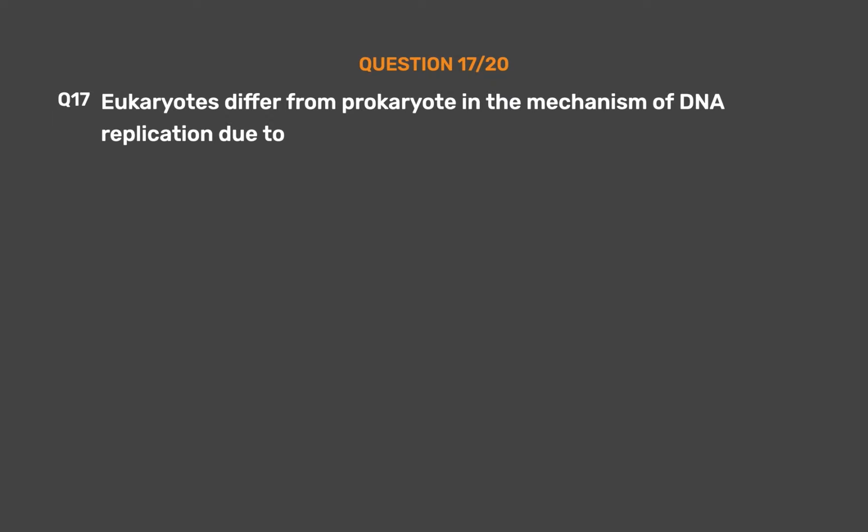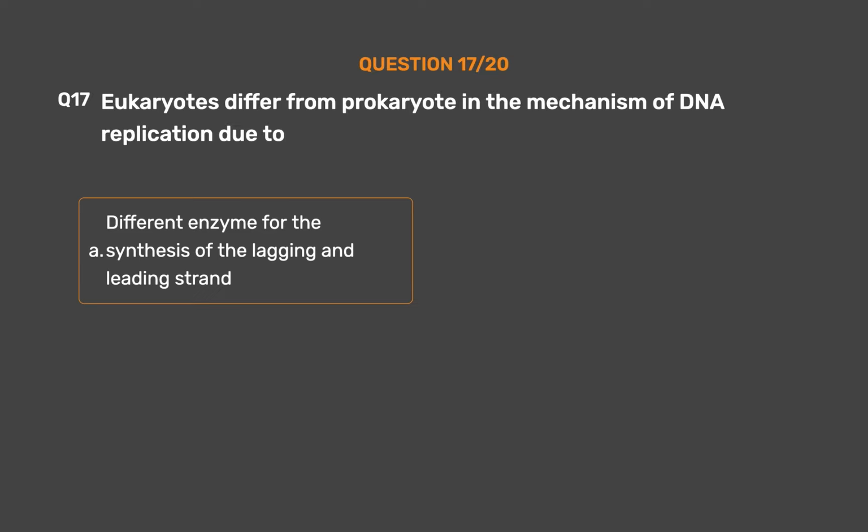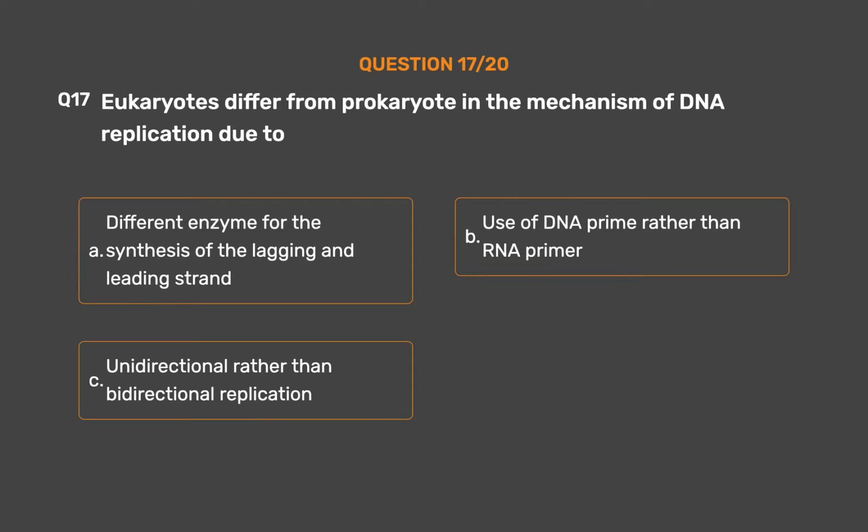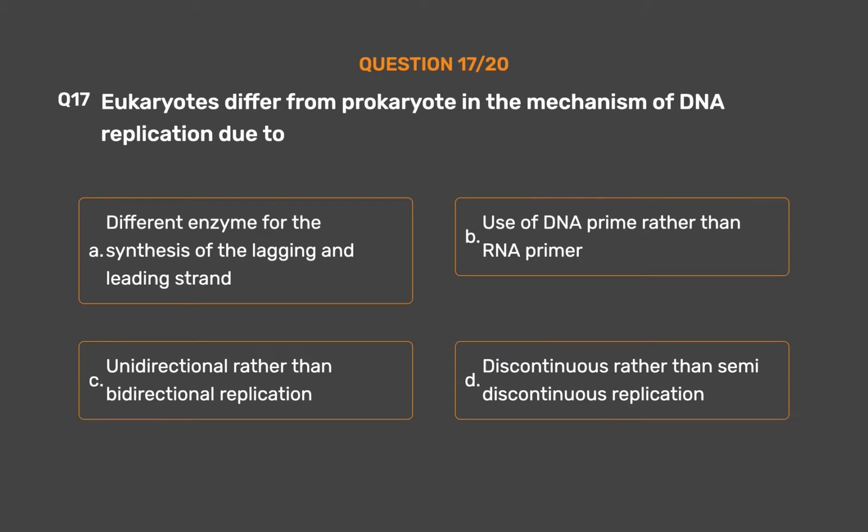Question number 17. Eukaryotes differ from prokaryotes in the mechanism of DNA replication due to option A. Different enzyme for the synthesis of the lagging and leading strand. Option B. Use of DNA primer rather than RNA primer. Option C. Unidirectional rather than bidirectional replication. Option D. Discontinuous rather than semi-discontinuous replication. The correct answer is option D. Discontinuous rather than semi-discontinuous replication.